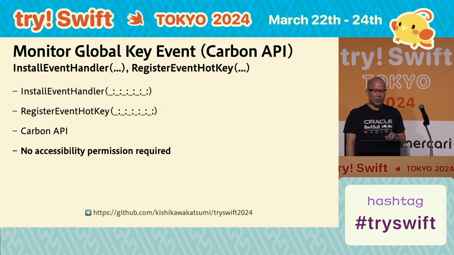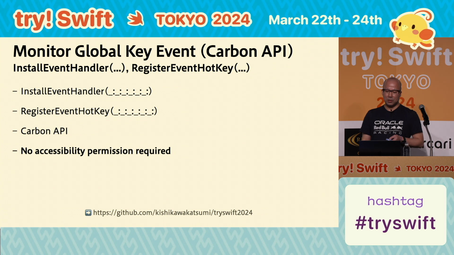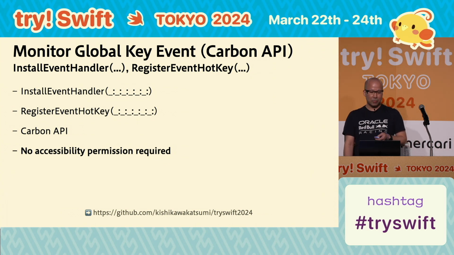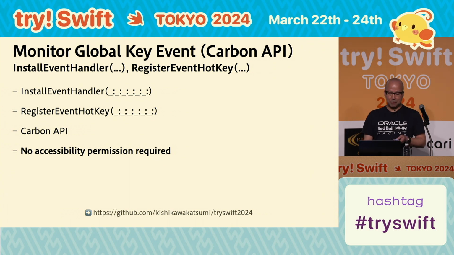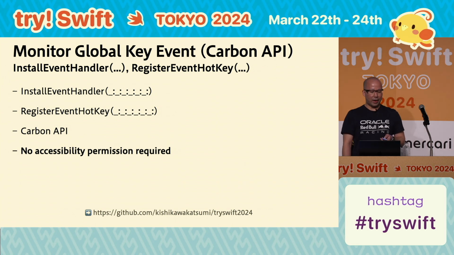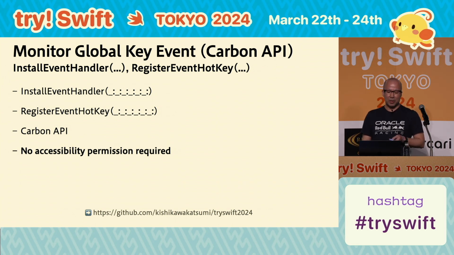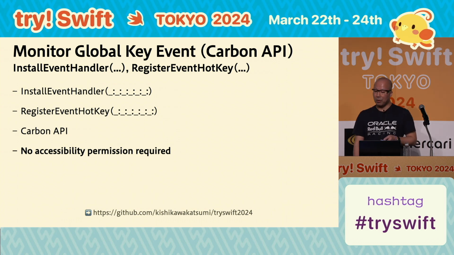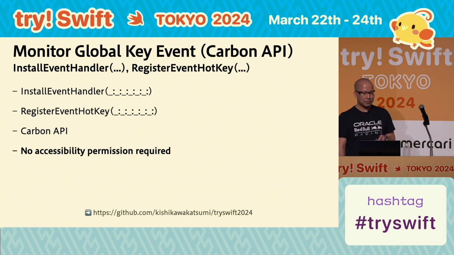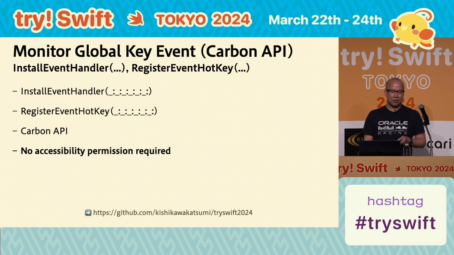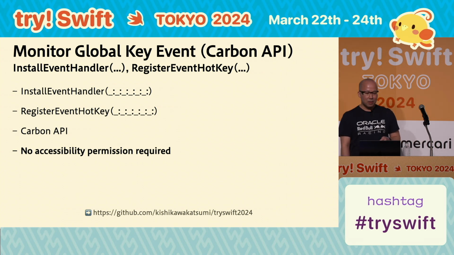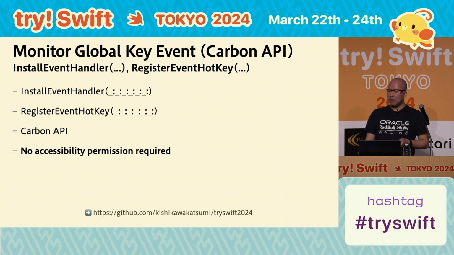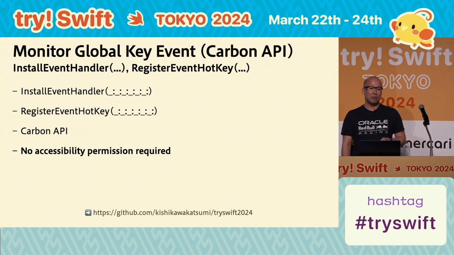As another way to set global shortcut keys, there are the InstallEventHandler and RegisterEventHotKey functions. This is the Carbon API. Although outdated, this API has the characteristic that it does not require accessibility permissions and does not require disabling the sandbox. The code is too long to include in the slide, but there is a sample code in my GitHub repository. Please see the details.